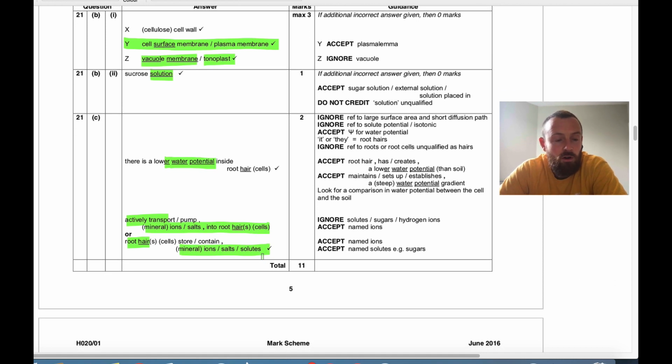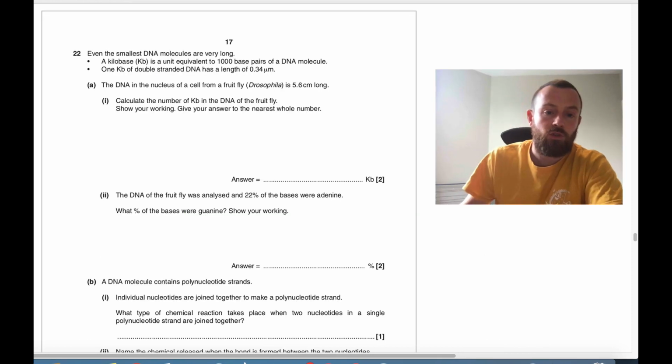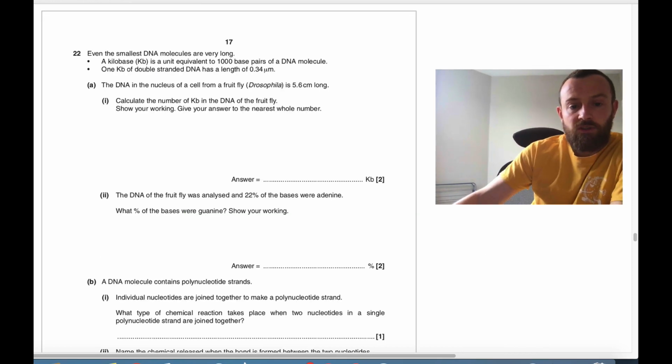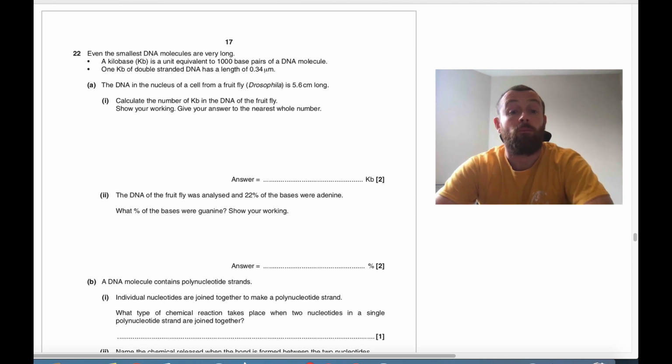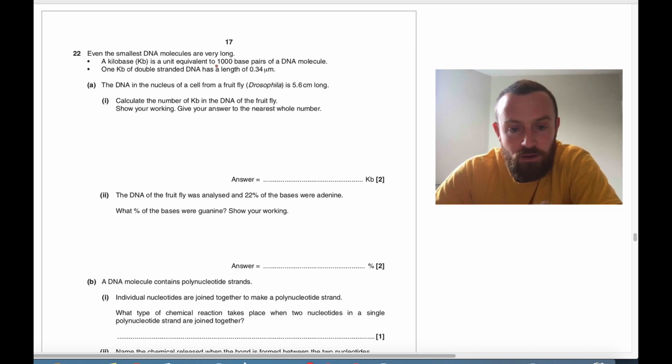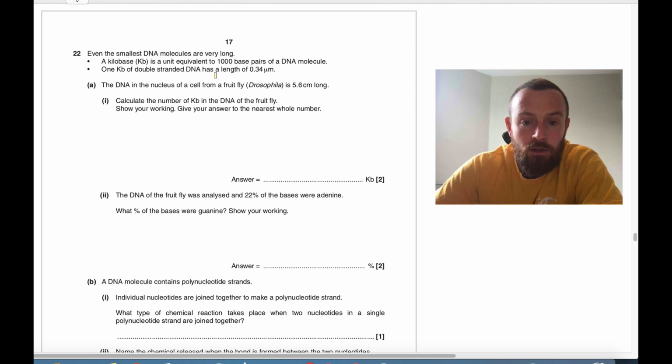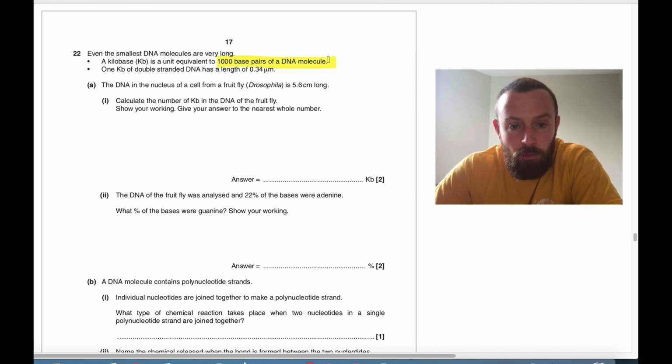Okay, all right, so that's question 21. Pause there if you need to check that mark scheme. And now let's move on to 22. Question 22: even the smallest DNA molecules are very long. The kilobase is 1,000 base pairs of a DNA molecule.